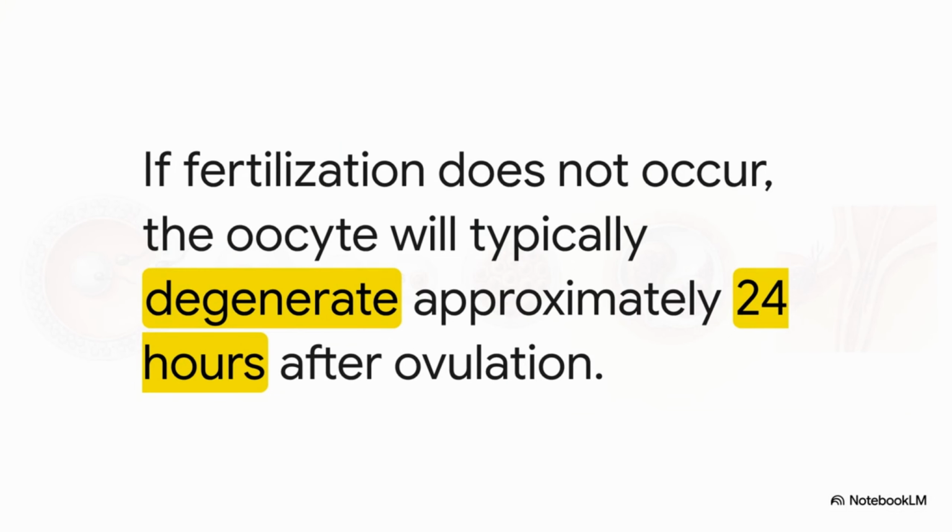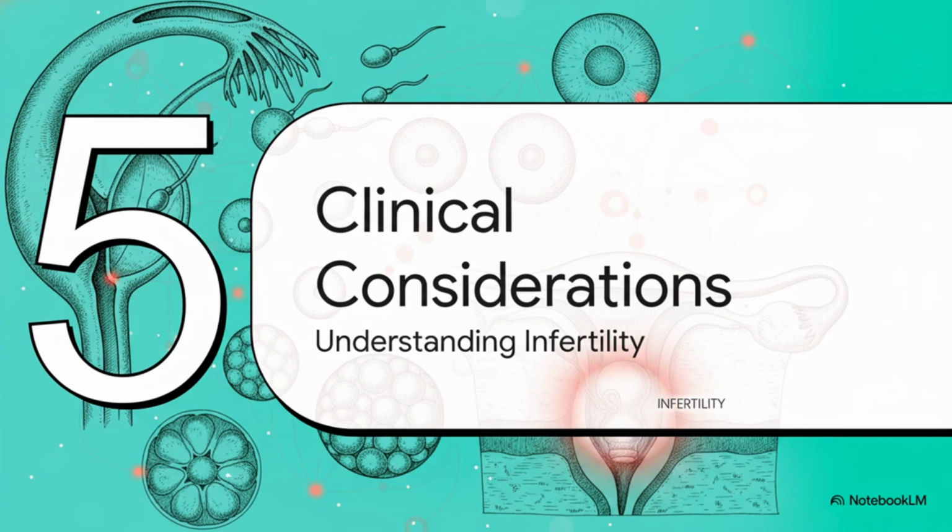But you have to remember, this is all incredibly time-sensitive. The clock is ticking. If fertilization doesn't happen, the oocyte has a very short shelf life. It's only viable for about 24 hours after ovulation before it starts to degenerate. And that brings us to our last section. We've seen how all these intricate steps have to line up perfectly. So, what happens when something goes wrong?